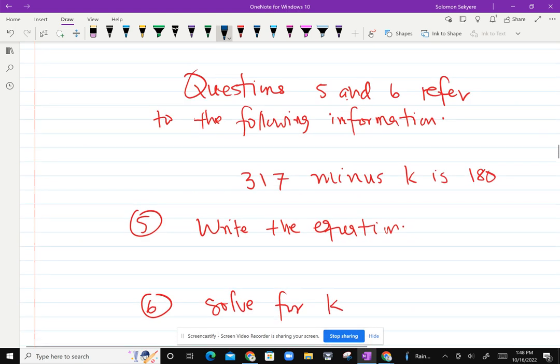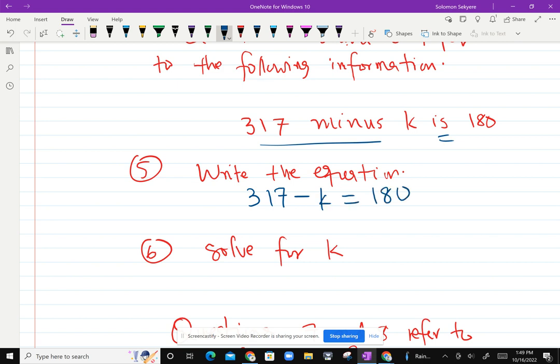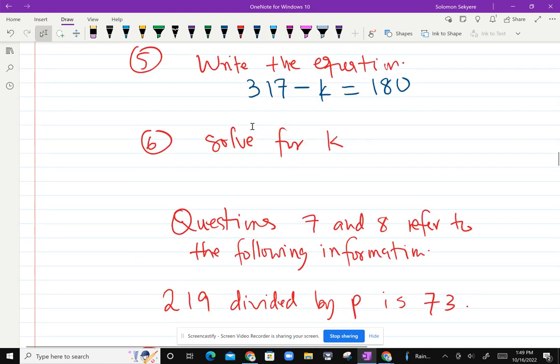All right, try these. Now let's do this. Questions 5 and 6 refer to this information. 317 minus k is, okay, is means equal to. So 317 minus k is 180. Can you try that and solve it? I'm going to leave that for you to do.